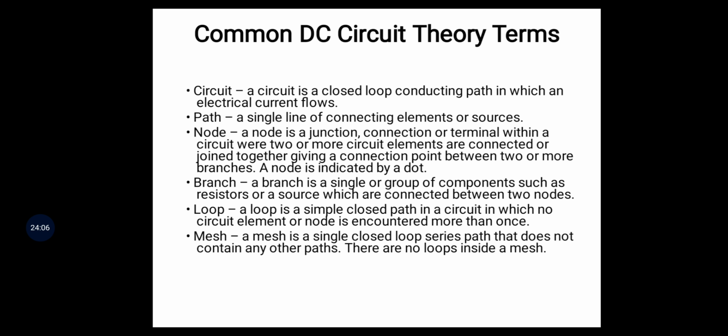Next one, branch. What is meant by branch? A branch is a single component or group of components, such as resistors or sources, which are connected between two nodes. There are two simple nodes, then there is an element, that is a resistor, inductor, or capacitor, and that is called a branch. The component itself is called a branch. So in a branch there is a resistor, a capacitor, an inductor, or a voltage source, any of them, and that is called a branch.